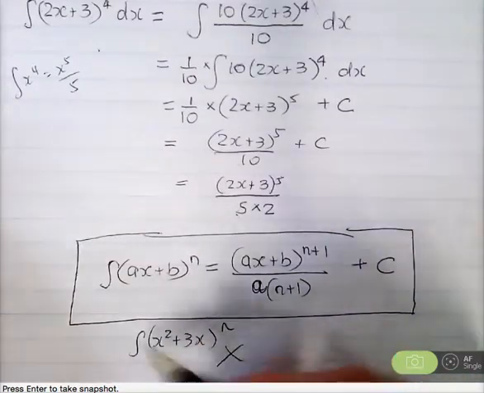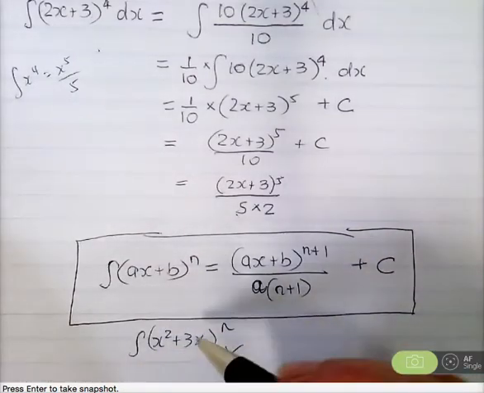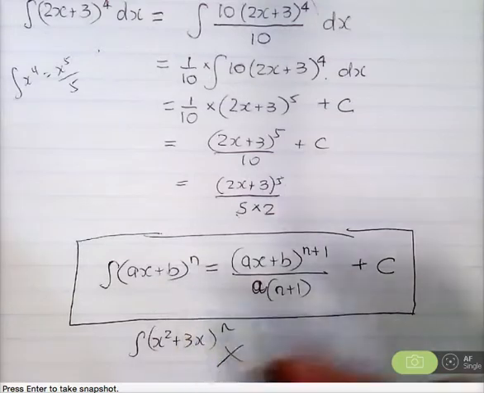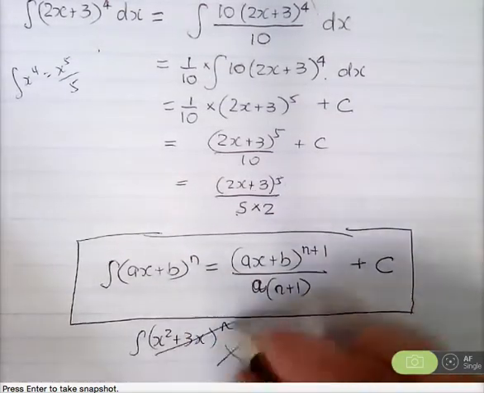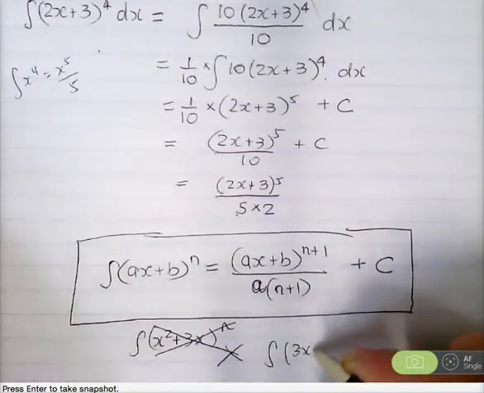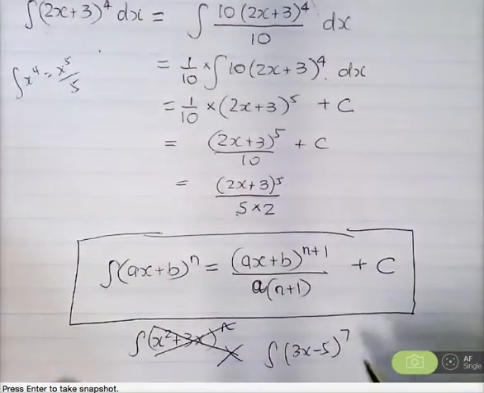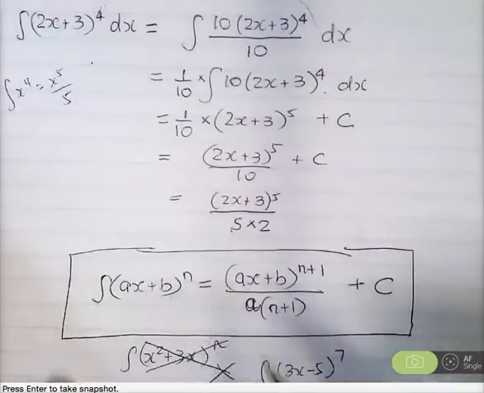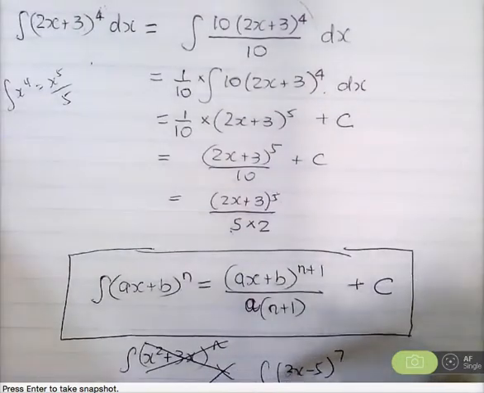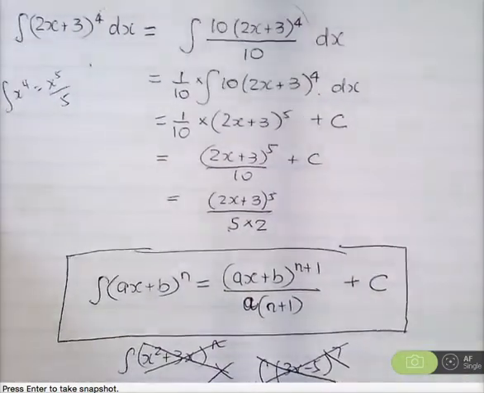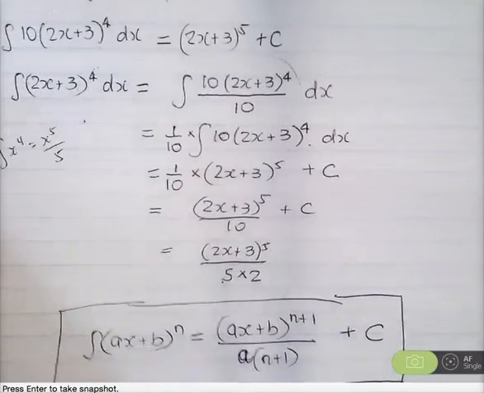That is a 3-unit integration. So it's only for that type, where it might be stuff like integral of 3x minus 5 to the power of 7 or something. So it has to be in this format, ax plus b to the power of n, for you to do it. Okay, now on to the examples.